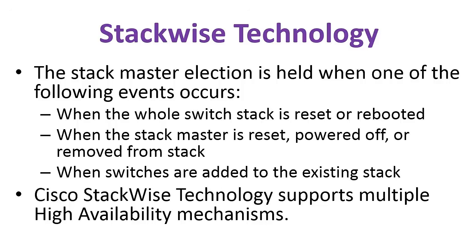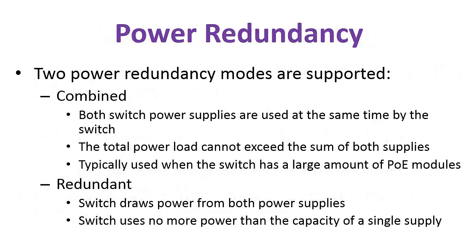Now, Cisco StackWise technology supports multiple high availability mechanisms. Regarding power redundancy, there are two power redundancy modes which are supported: combined and redundant. In combined, both switch power supplies are used at the same time by the switch. The total power load cannot exceed the sum of both supplies, and this is typically used when the switch has a large number of Power over Ethernet modules.